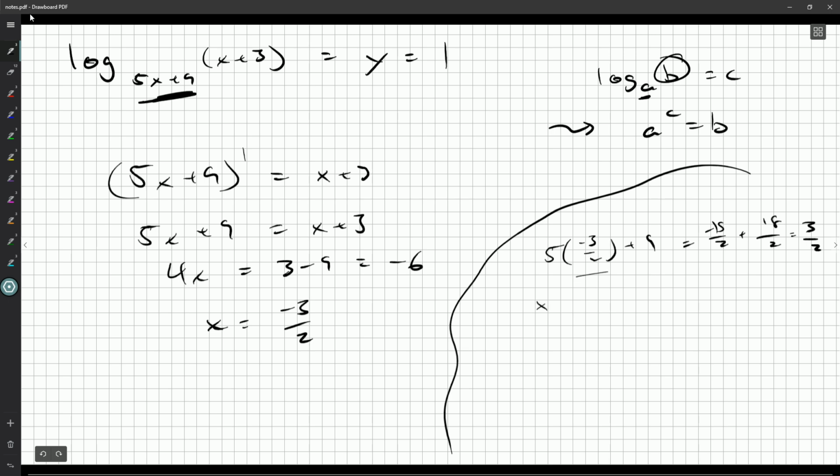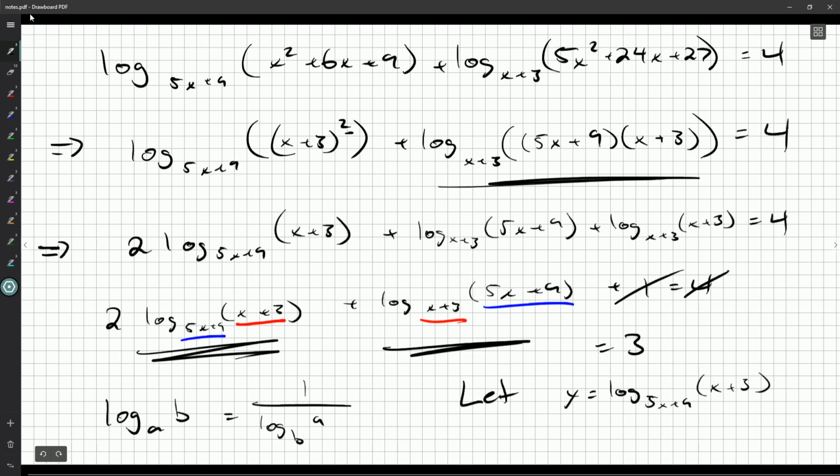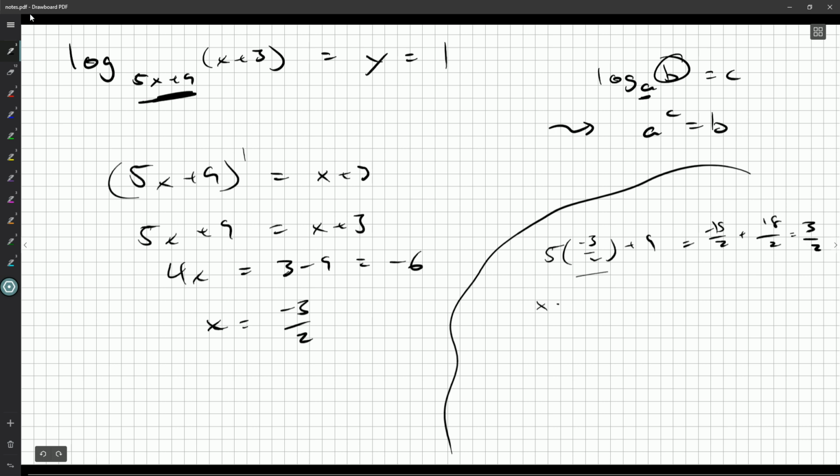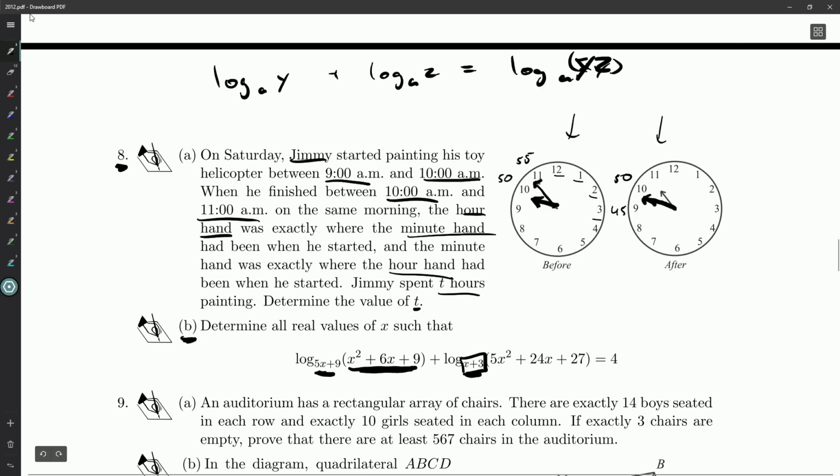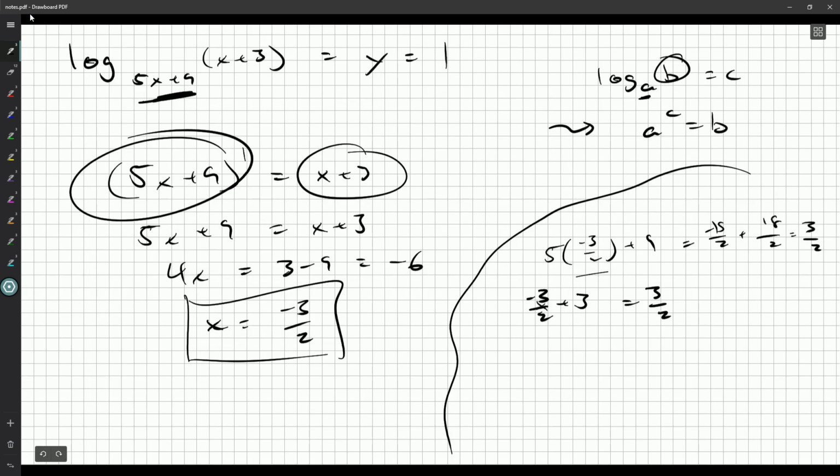And, of course, the other possible base is this x plus 3. We don't want it to be negative. Well, negative 3 halves plus 3 is 3 over 2. And now you'll notice, hey, both of those expressions are equal. Well, that's what we just solved for. Okay, but this works. This is an x value, because they did ask for real values of x. Okay? Real values of x, so negative ones are perfectly fine as long as the logarithm statements are satisfied.